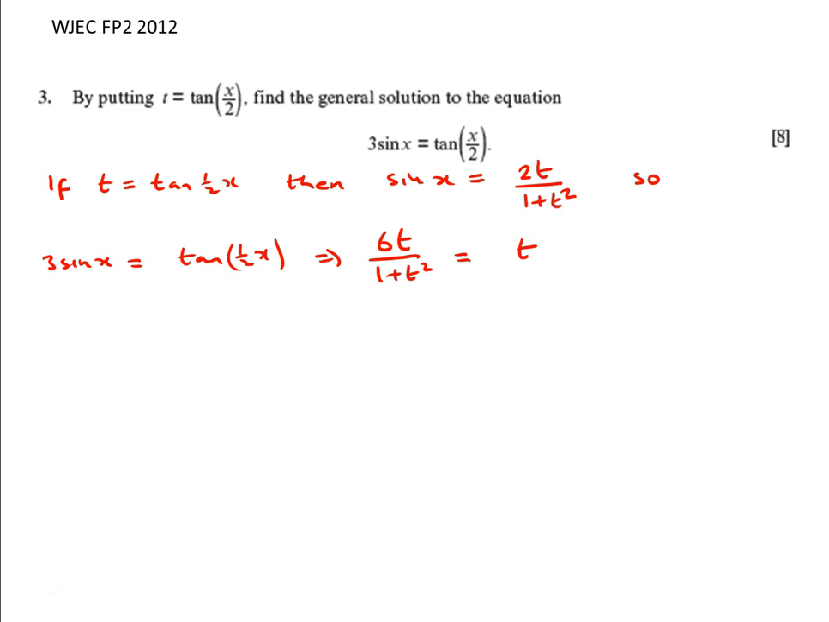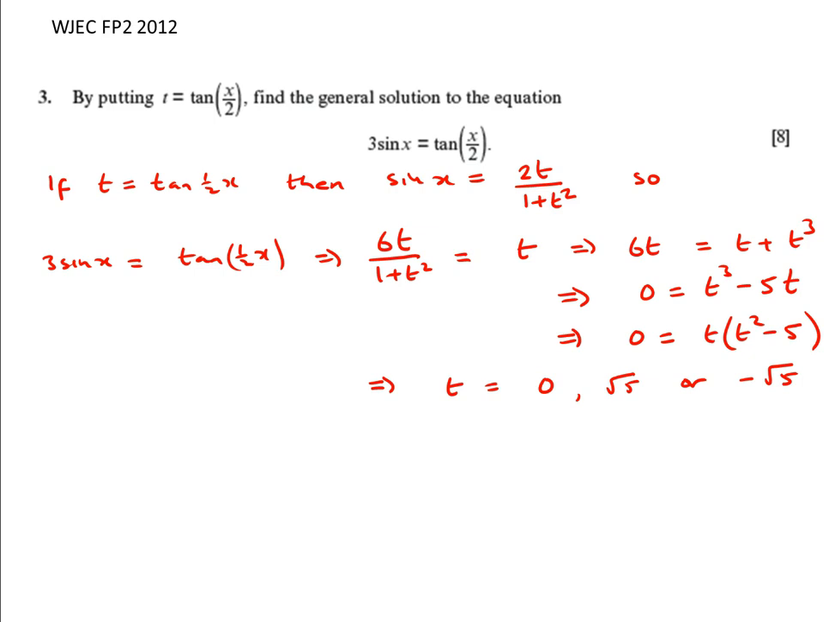If we multiply up by 1 plus t squared to clear the fractions, we obtain 6t equals t plus t cubed. Collect all the terms on one side. That gives me naught equals t cubed minus 5t. Common factor of t, so we've got naught equals t times t squared minus 5, which tells me that t is either 0 or plus or minus the square root of 5. So we know that the value of tan half x is either 0 or root 5 or minus root 5.